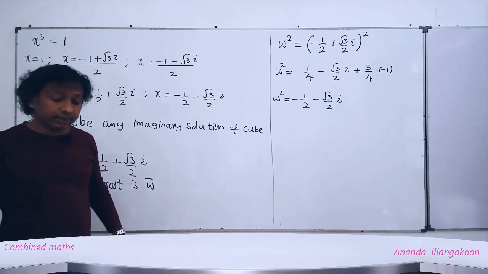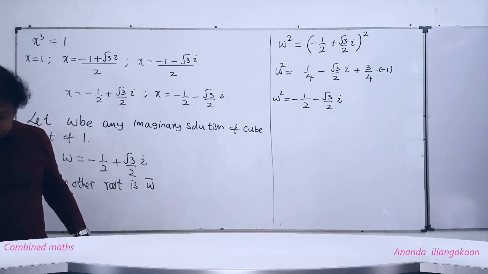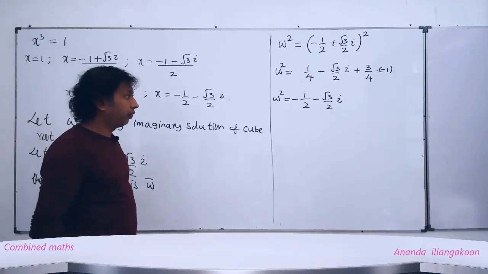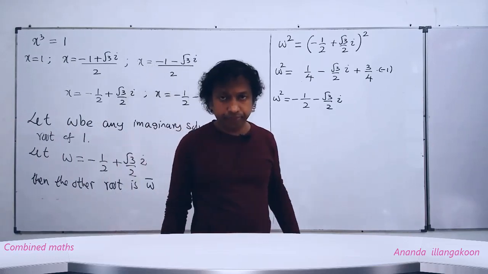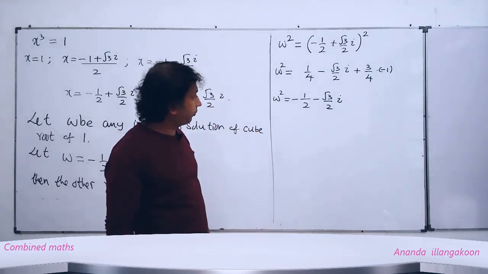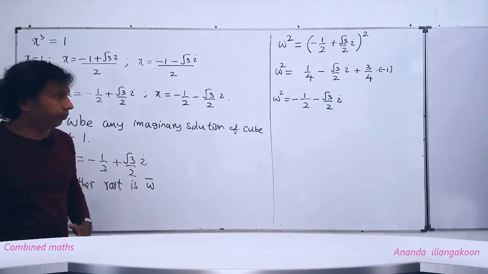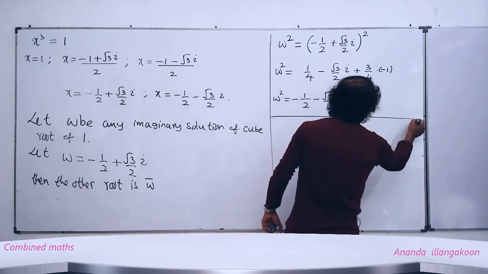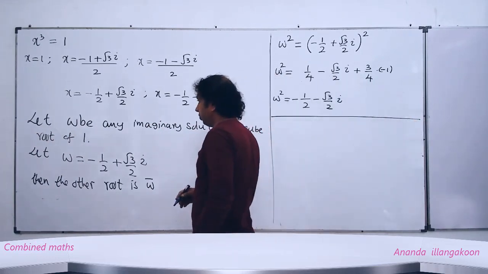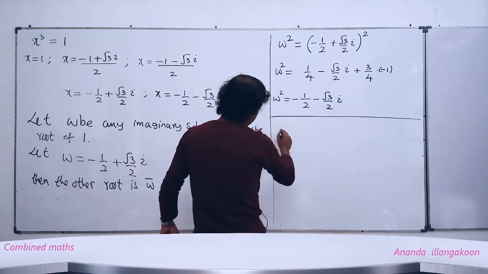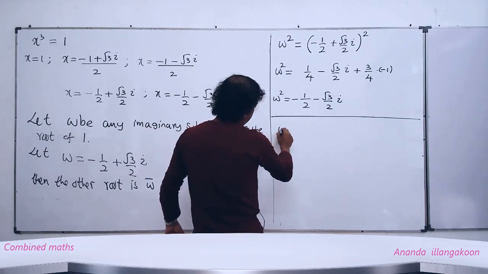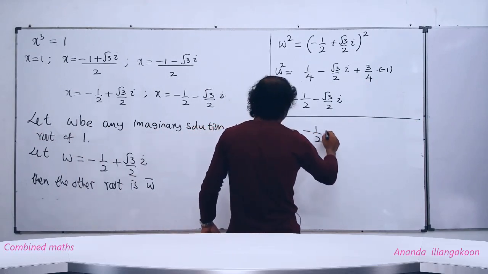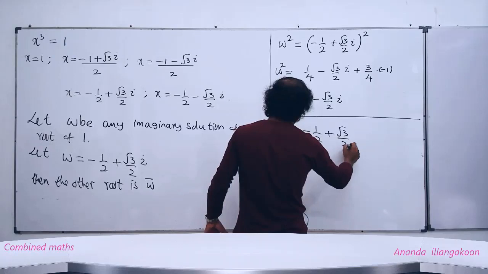Then its other complex solution is omega squared. Omega squared. Omega squared. Right. Another relation here we have, people. What is that? Omega, I am going to take like this: minus half plus root 3 by 2 i. I know.